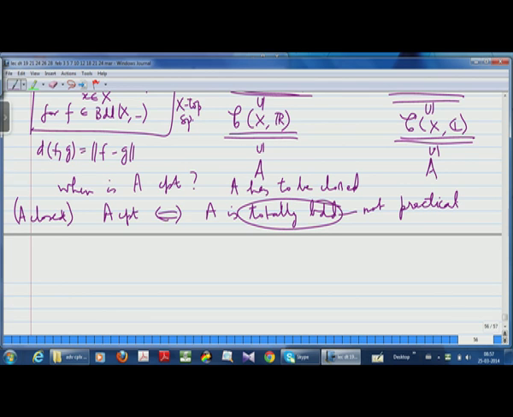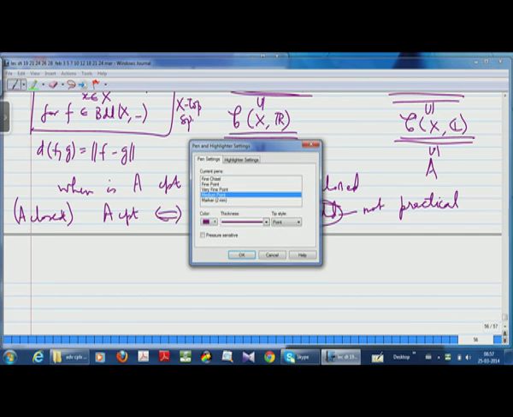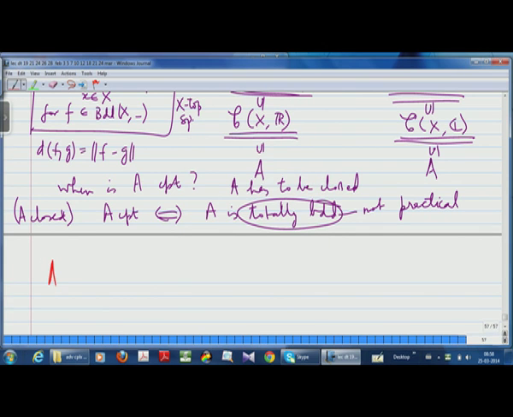This is not practical. By that I mean this is not easily verifiable in practice. You cannot demonstrate it in practice so easily. So what comes to our help is the so-called Arzela-Ascoli theorem. So what is that? Let me write that down. Here is the Arzela-Ascoli theorem.